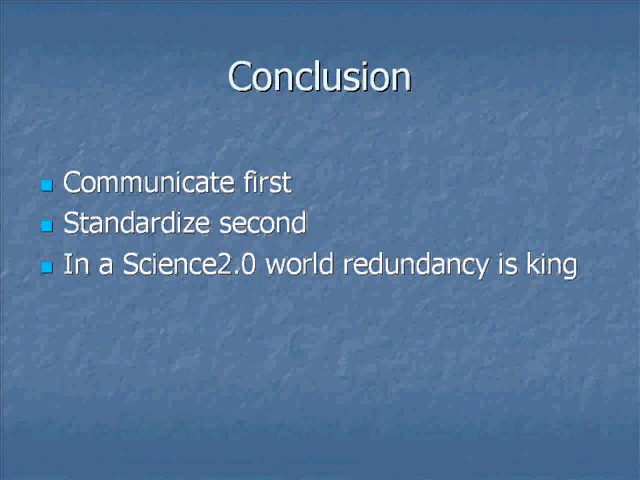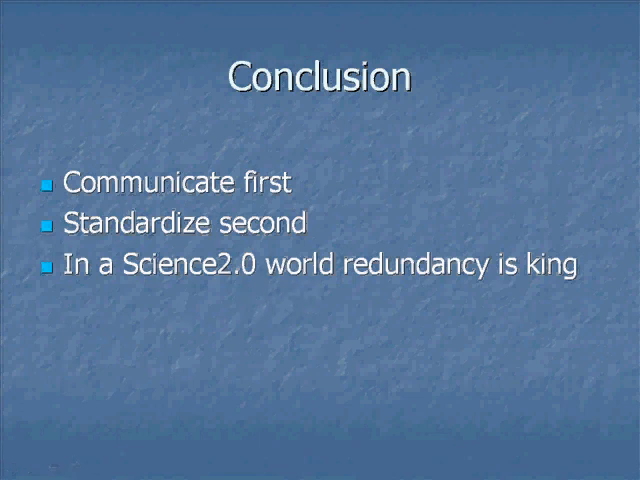And the conclusion is pretty simple: communicate first. So I've talked about standards after the fact, right? The most important thing is that people can understand what we did in the lab. So don't worry so much about standards before putting your stuff out there. Once you have your information out there, then start to look at standardization, like what we're doing with the logs, converting them to machine-readable format. And in a Science 2.0 world, redundancy is king.